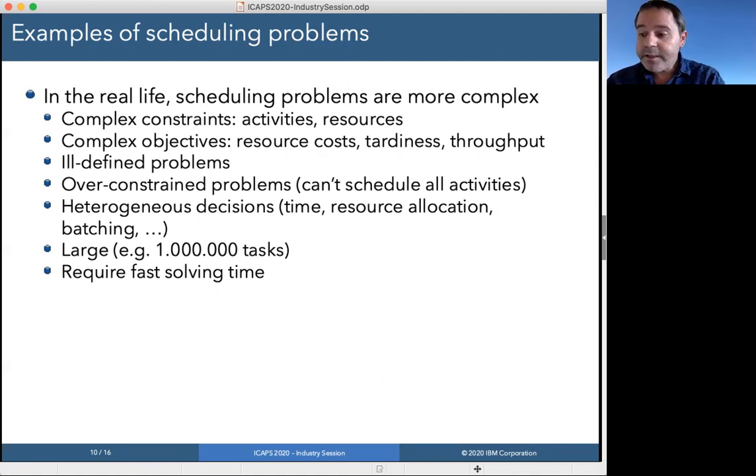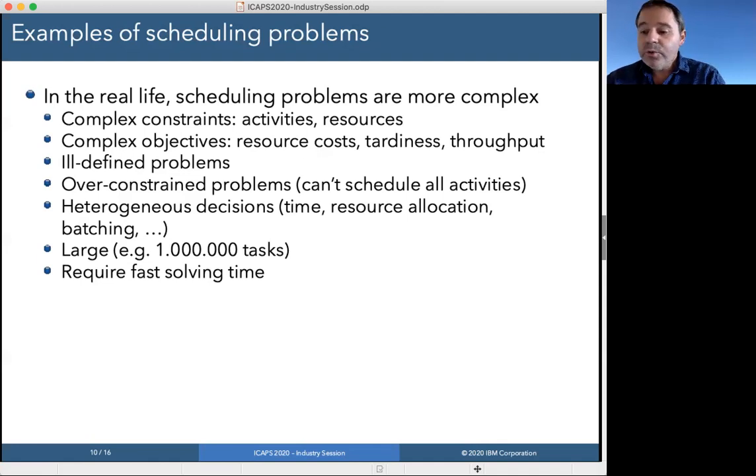Most of the time, several criteria need to be considered, involving resource cost, tardiness cost, etc. Also, the problems are often over-constrained. Not all activities can be executed, and part of the problem is to decide which subset of activities to execute. Also, decision variables are heterogeneous, and they evolve at the same time: the decision to perform or not some activity, decisions on the start and end time of the activities, the allocation of the resources, the grouping of activities into batches on some machine, etc. So it makes the problem complex.